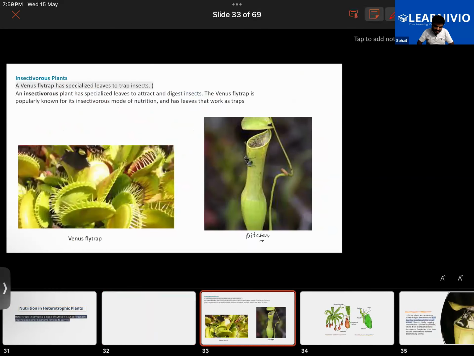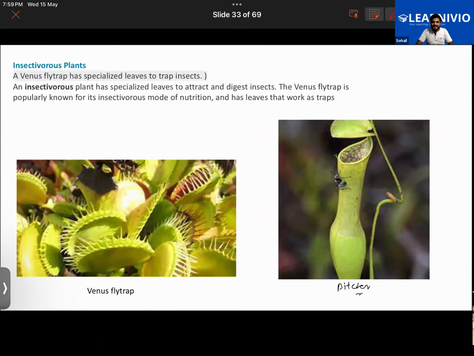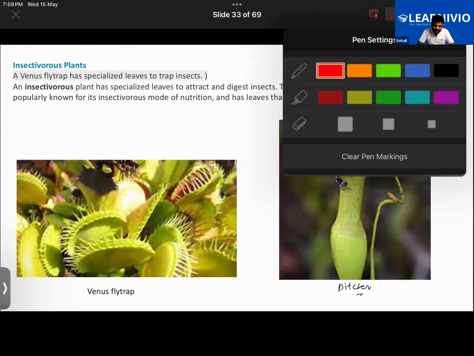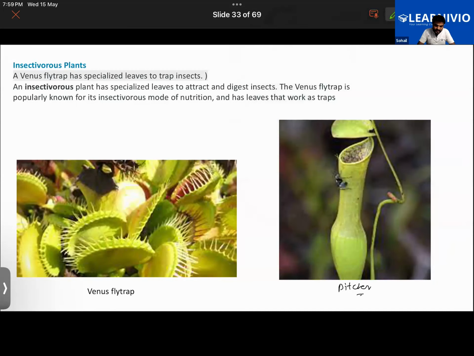Now let's start our discussion and let's first of all talk about the insectivorous plants. That is, you have the pitcher plant and the Venus flytrap.